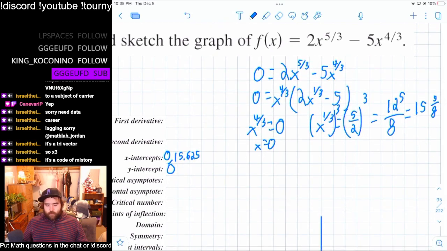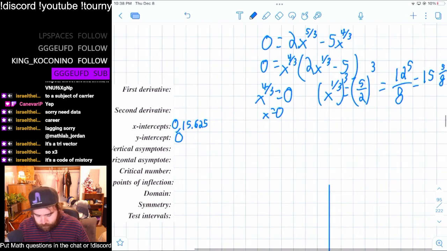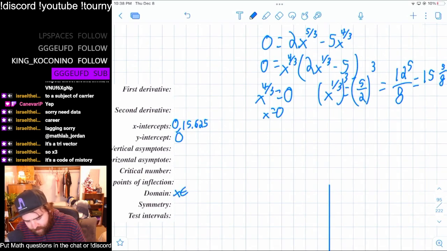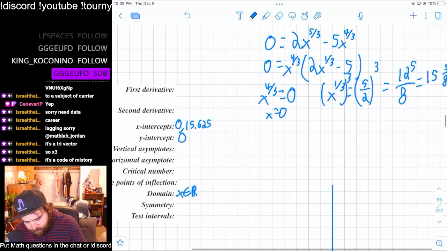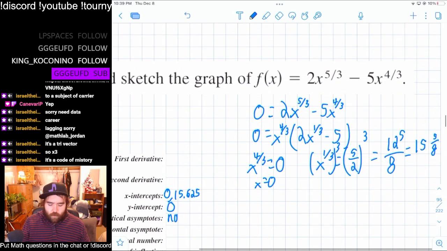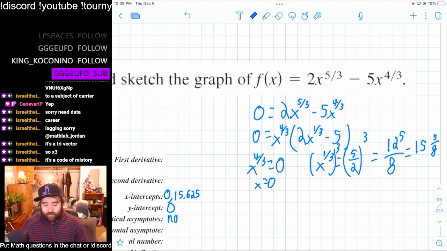Now, vertical asymptotes. When is this undefined? This function is never undefined, especially even with the domain, because we're not doing square roots, we're doing cube roots. So the domain is everything. There are no vertical asymptotes. Horizontal asymptotes, there are none too, because you plug in x equals infinity, you're going to go to infinity.